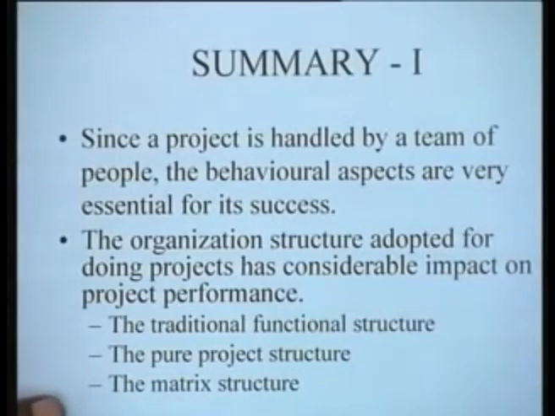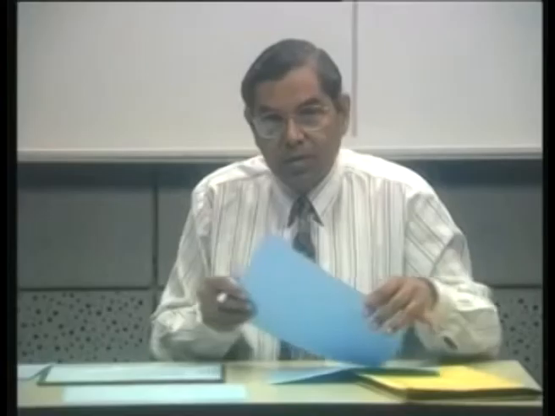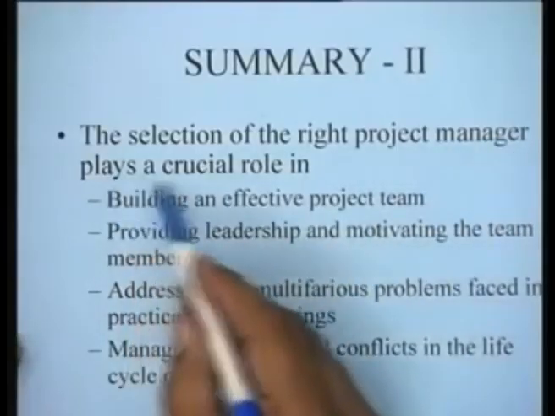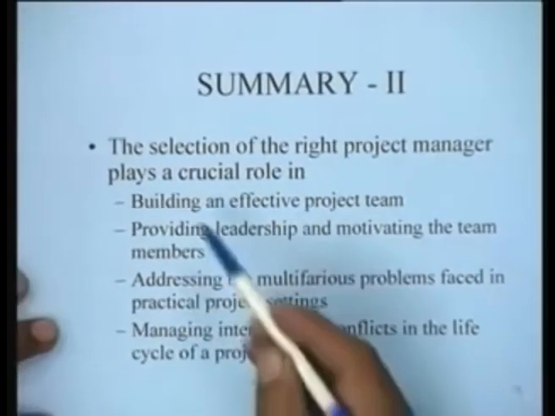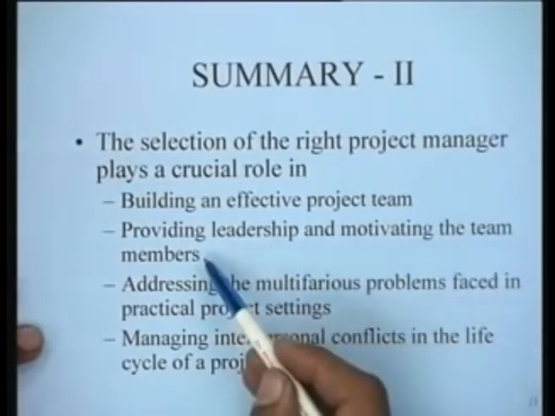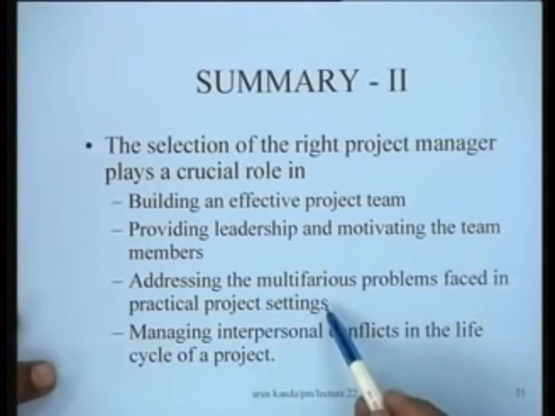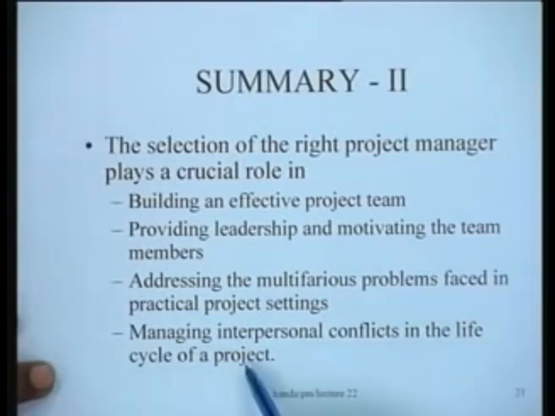The organization structure adopted for doing projects has considerable impact on project performance. We looked at the traditional functional structure, the pure project structure, and the matrix structure, and we saw the pros and cons of each of these. The selection of the right project manager plays a crucial role in all these things, that is, building an effective project team, in providing leadership and motivating the team members, in addressing the multifarious problems faced in the practical project settings. We saw that there were a variety of problems in the practical project settings, and a good project manager is very, very important. Managing interpersonal conflicts in the life cycle of a project.